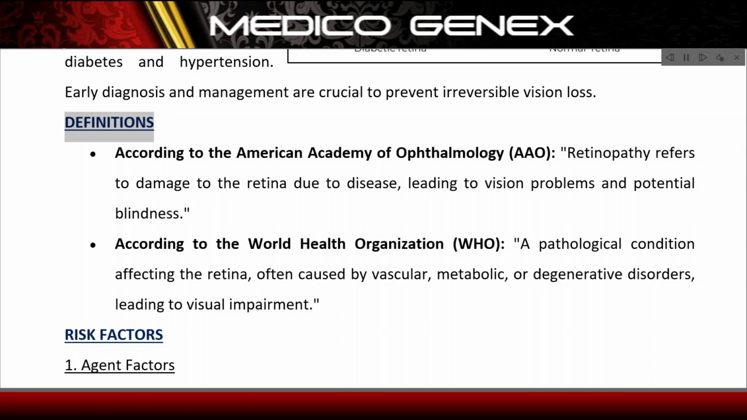Definitions. According to the American Academy of Ophthalmology, AAO, retinopathy refers to damage to the retina due to disease, leading to vision problems and potential blindness. According to the World Health Organization, WHO, a pathological condition affecting the retina, often caused by vascular, metabolic, or degenerative disorders, leading to visual impairment.